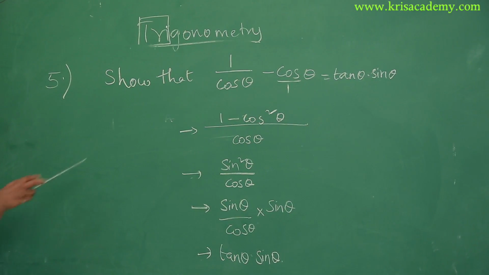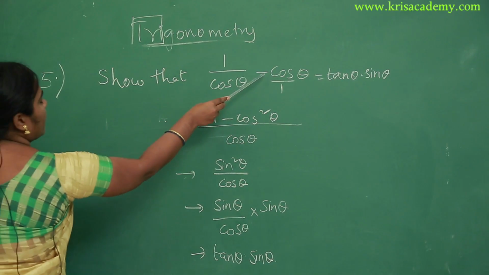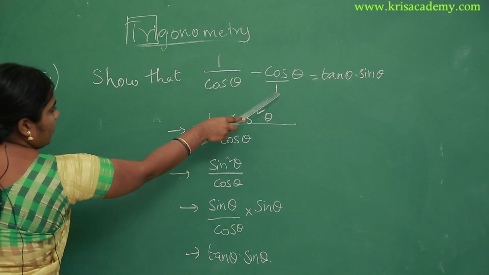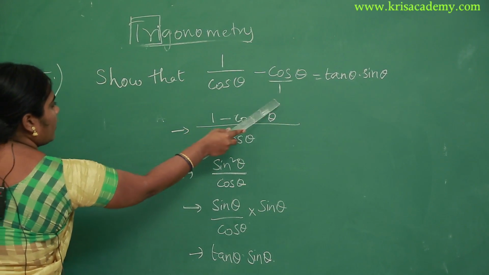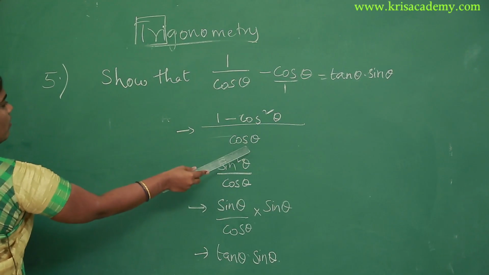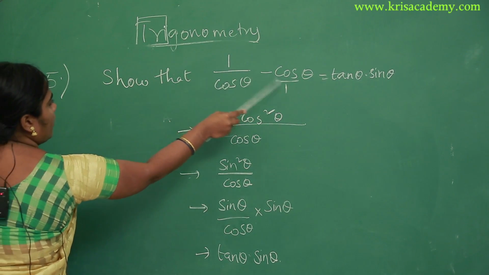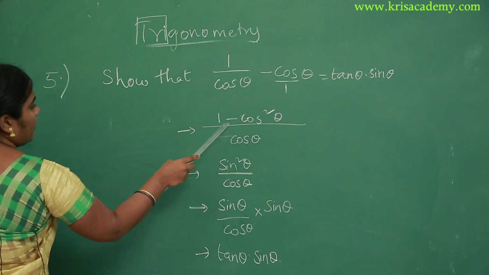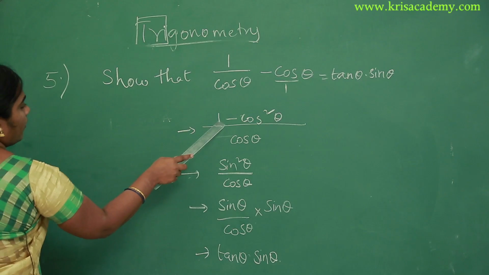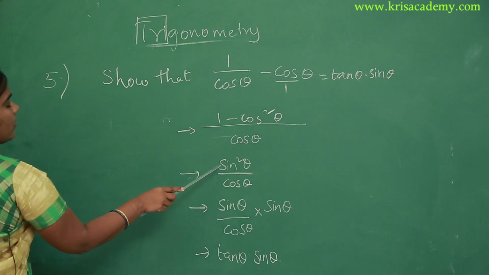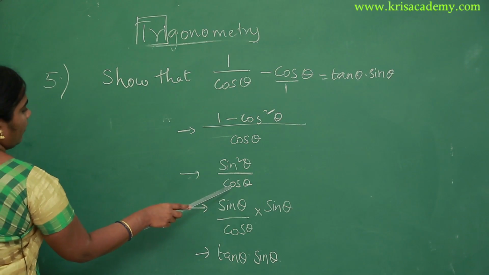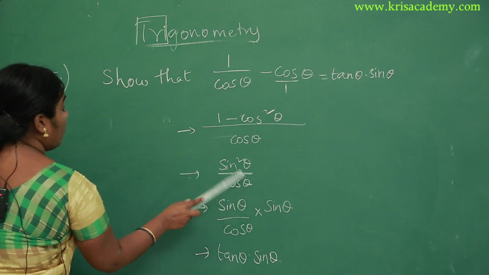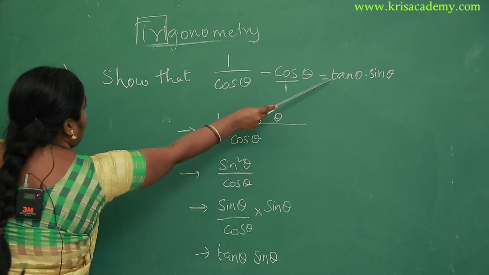Now fifth problem, show that 1 by cos theta minus cos theta is equal to tan theta sin theta. Here also we don't have any denominator, so I have written it as 1. Now denominators you multiply. 1 into cos theta is cos theta. Now cross multiplication. 1 ones are 1. Cos theta into cos theta is cos square theta. Here we are using the trigonometric identity: 1 minus cos square theta, in its place we are writing sin square theta by cos theta. Now write sin square theta as sin theta by cos theta into sin theta. Why we have to split: because your RHS is tan theta.